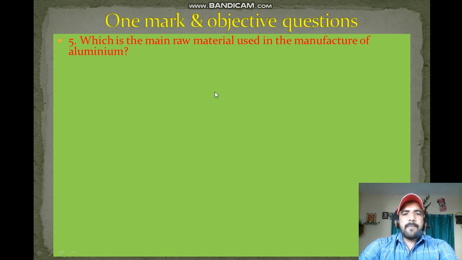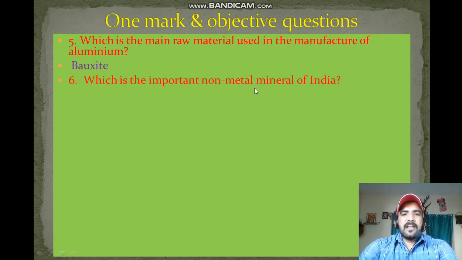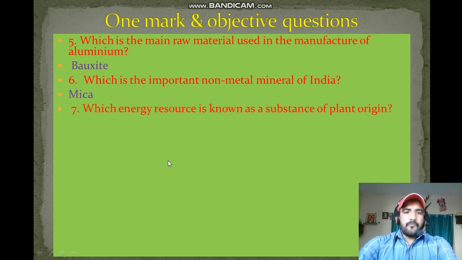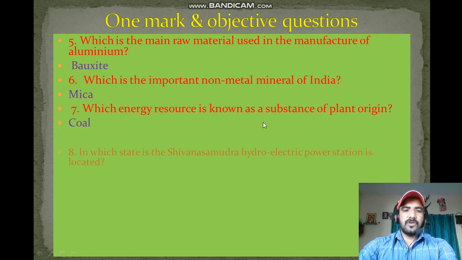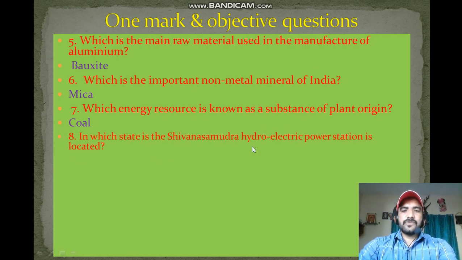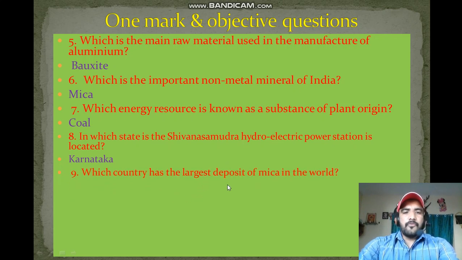Go to next question. Which is the main raw material used in the manufacture of aluminium? As you know, that is bauxite ore. Next one, which is the important non-metal mineral of India? That is mica. Which energy resource is known as the substance of plant origin? The energy resource is coal, of plant origin. In which state is the Shivanasamudra hydroelectric power station located? You all know that it is in Karnataka, Mandya district. Next one, which country has the largest deposit of mica in the world? So that is also India.